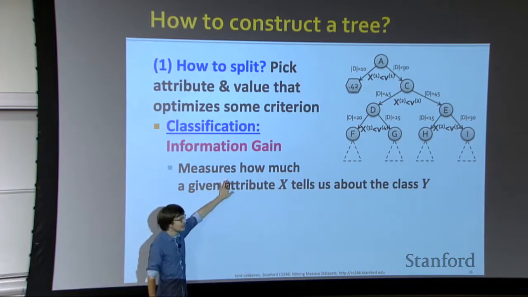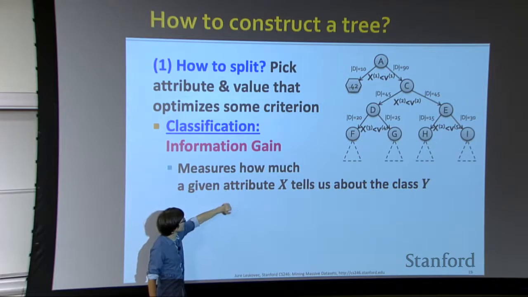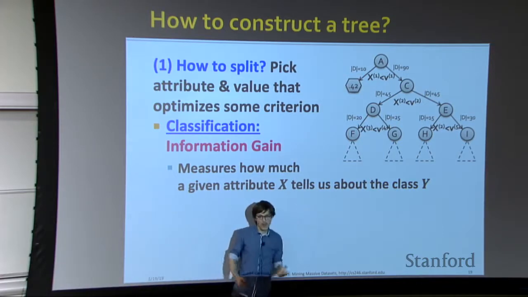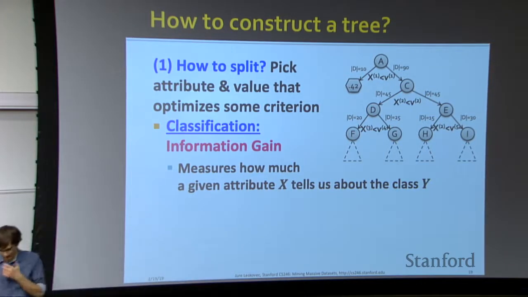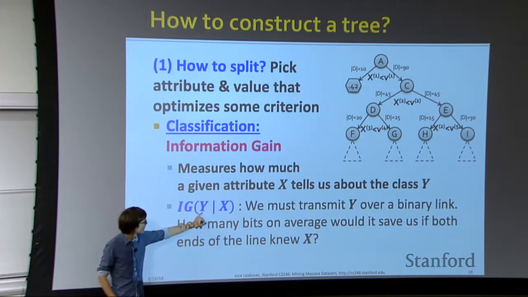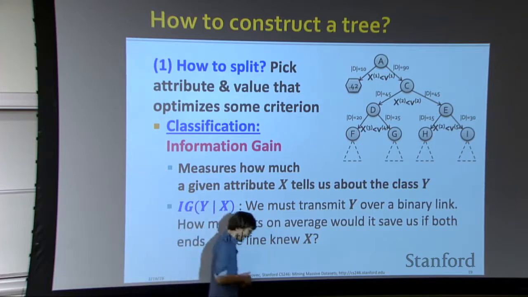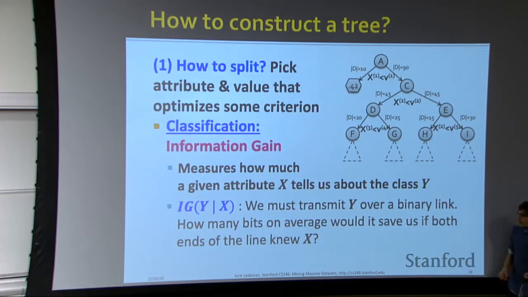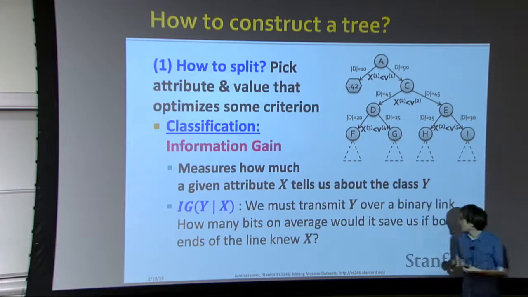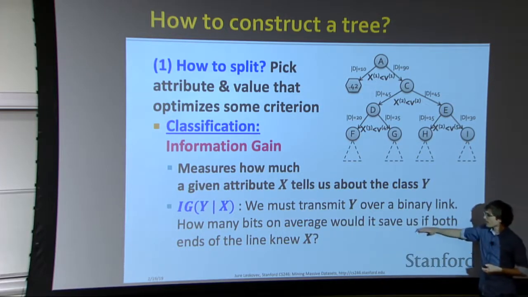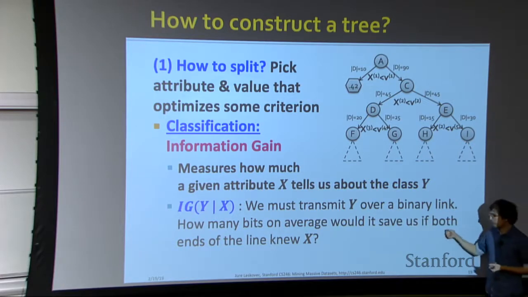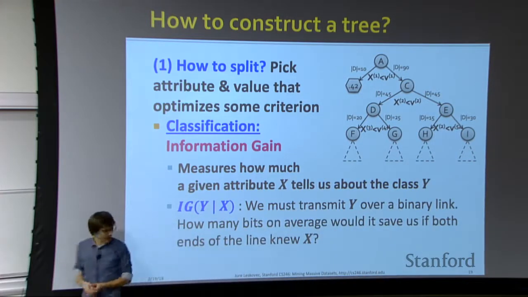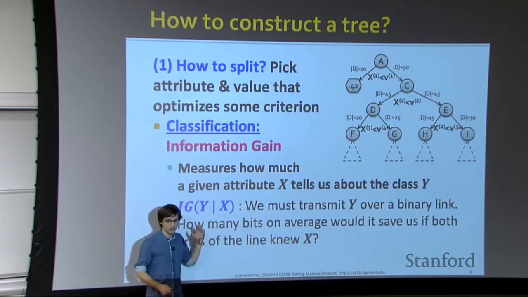So information gain measures how much a given attribute X tells me about the class Y. And the more X reveals about Y, the better split it is. That's the idea. So the way we'll formalize this, we'll say information gain of Y given X. The way you can think of this is in terms of Shannon entropy encoding and transmitting information over a channel, where the idea is I need to transmit information about Y over a binary link. And the question is how many bits on the average would it save us if both ends of the line would know the value of X. So the bigger the information gain, the more X tells you about the Y.